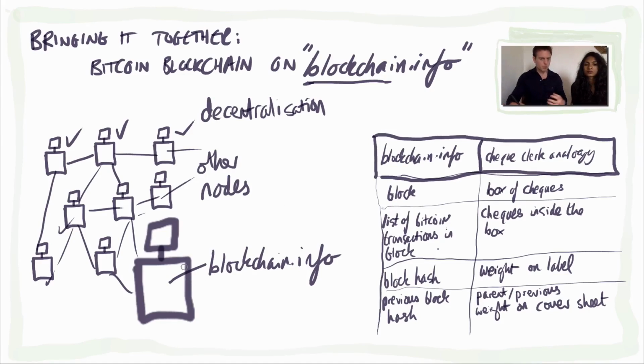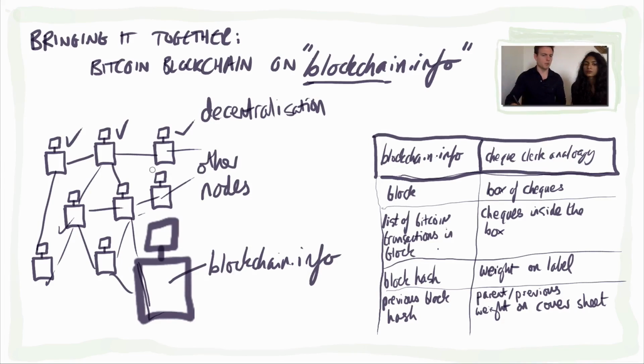So it's a really important point to hammer home, that it's not like blockchain.info is assimilating all of the history from all different nodes, and this is basically the only place where you can go and find all the transactions.